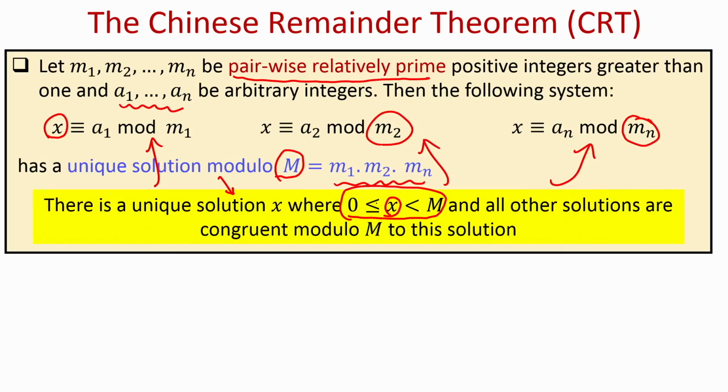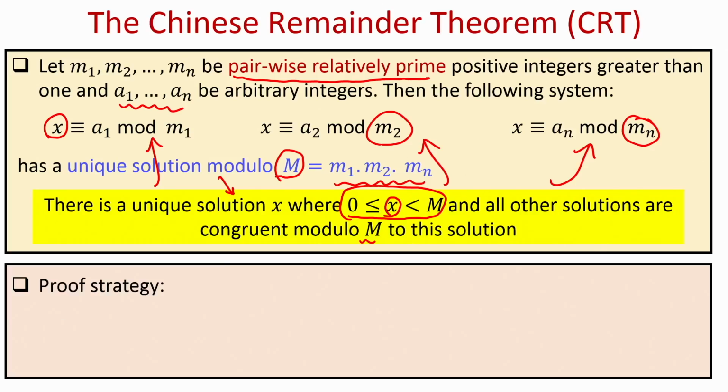In fact, there are an infinite number of other solutions, and what you can say about the other solutions is that they are obtained by adding various multiples of m. Namely, they are congruent, modulo m, to this solution x which is in the range 0 to m. Okay. So, we now want to prove the Chinese remainder theorem, and there are multiple things which we have to prove.